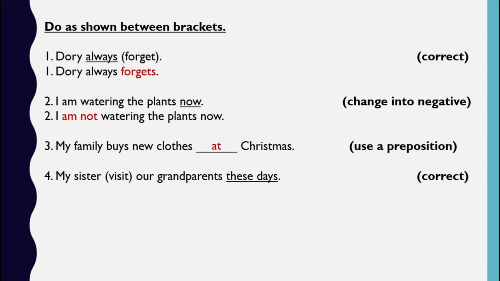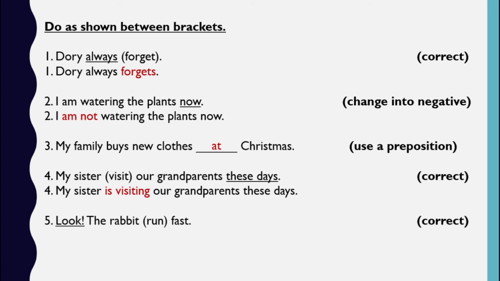My sister visits our grandparents these days. Correct. These days here, it's a keyword that belongs to the present continuous tense. So we have to change the verb into the ing form following the butterfly steps. My sister takes which verb to be? It takes is. So it's going to be my sister is visiting our grandparents these days.